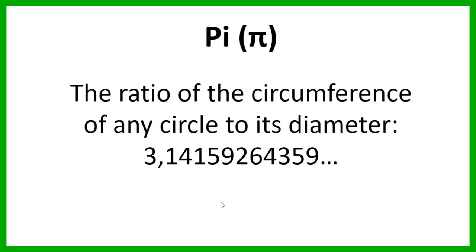Now, when we are working with pi, we need to be accurate. So we are going to be using the pi button on our calculator. We're not going to be using 3.142 and we're not going to be using 22 over 7 because those are not accurate. They are rounded off versions of pi and they are not going to give you the correct, accurate results that you need. So you need to make sure that you are using a scientific calculator that has the pi button on it that you can use for these calculations.